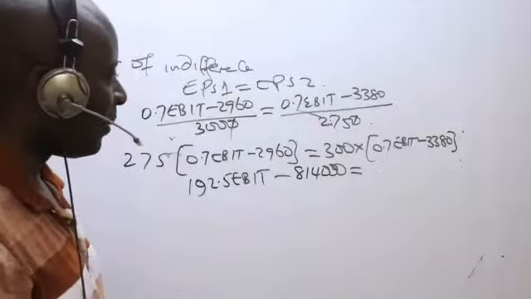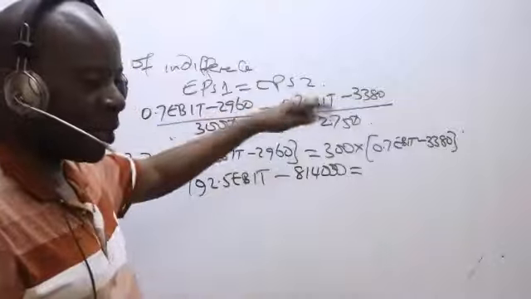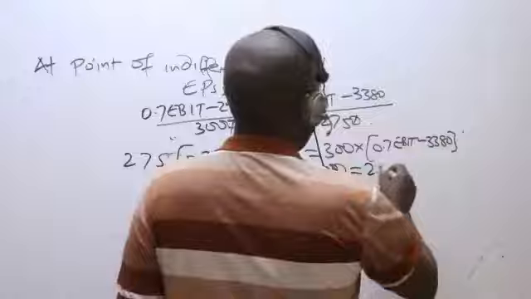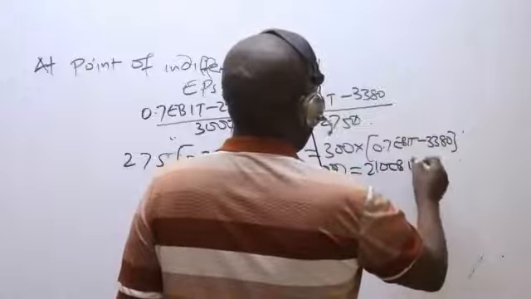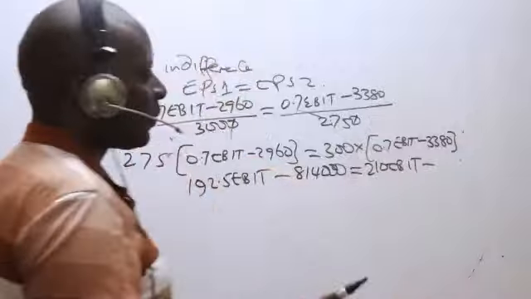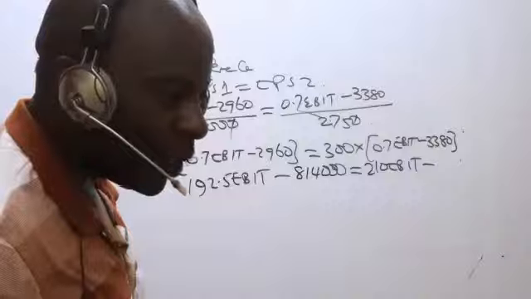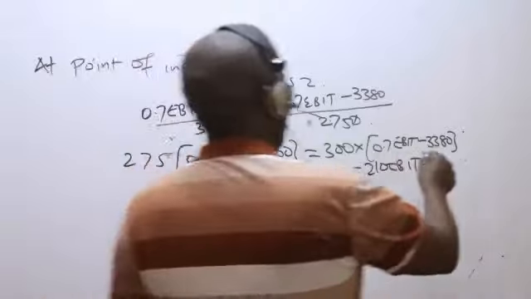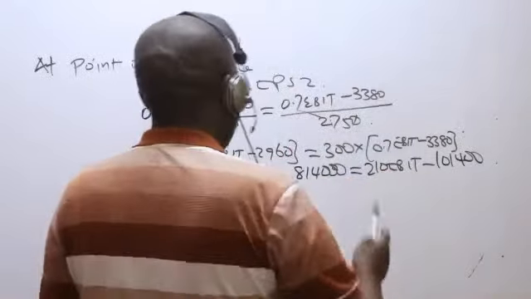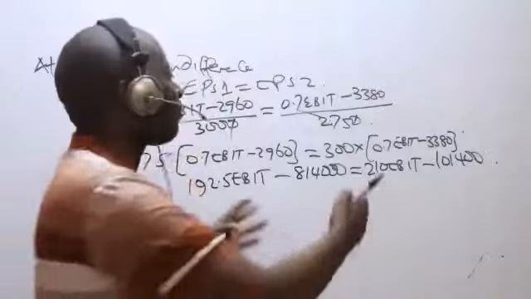814,000. Remember, I decided to cancel the zero, so 210 EBIT. And then lastly, we have 300 times this bad figure, 1014,000. So then come and put those terms that love each other.